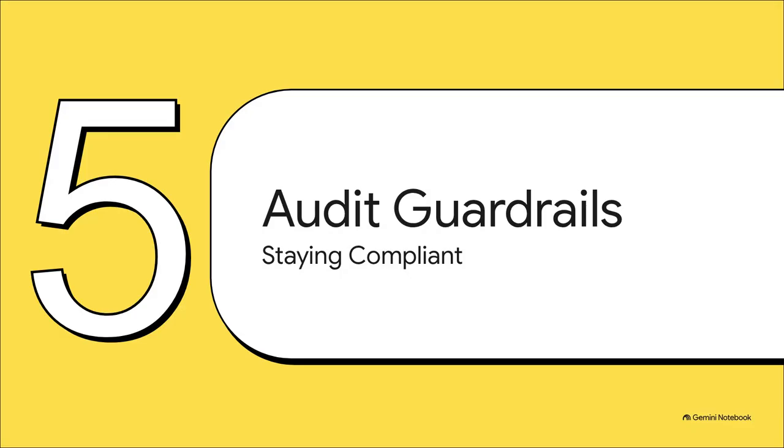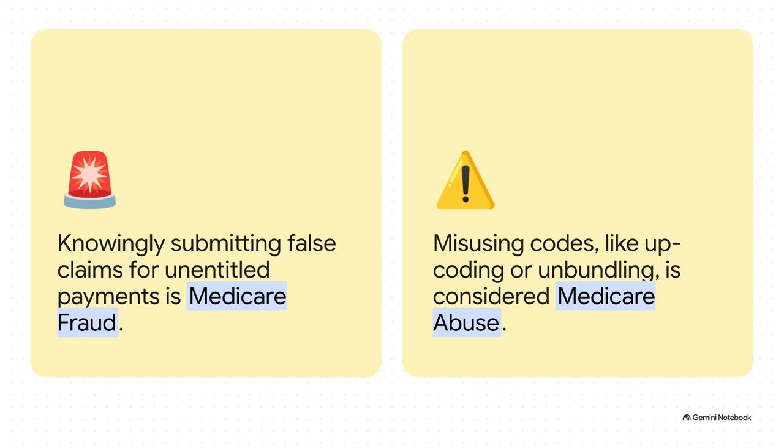Finally, Section 5, Audit Guardrails and Compliance. Listen, making a mistake with these codes doesn't just mean a simple denied claim. A pattern of mistakes can trigger a massive audit. We really have to distinguish between fraud and abuse, as outlined in our source guidelines. Medicare fraud is when you are knowingly submitting false claims to obtain payment you just aren't entitled to.